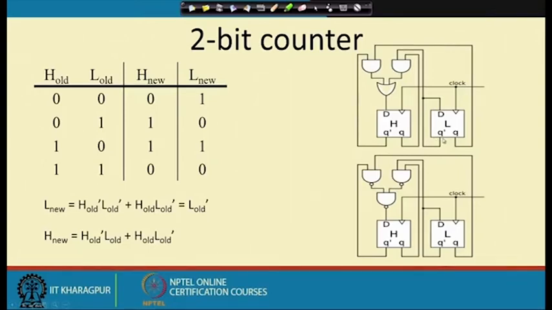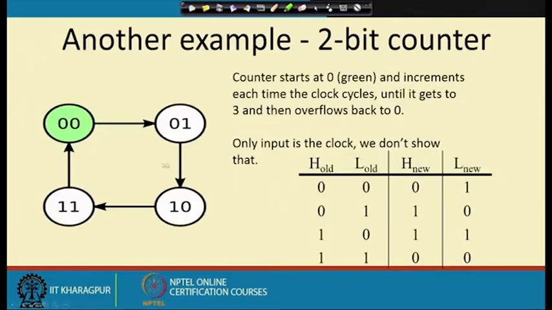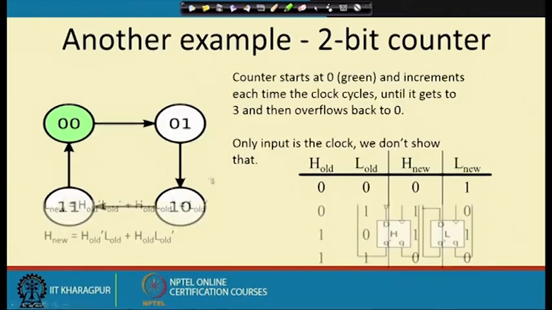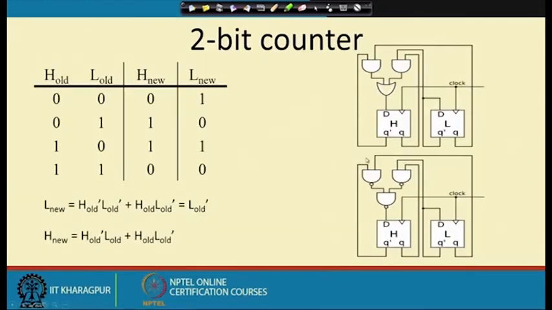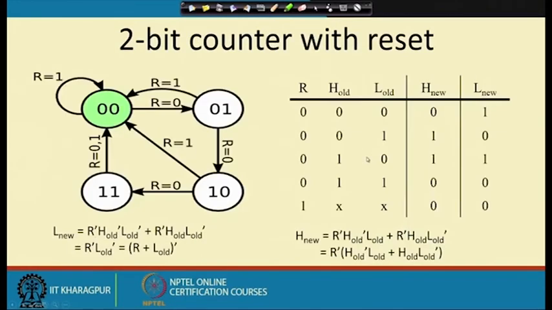That is, L new is given by this L old dash. So, this Q bar line is connected here, and H new is given by this expression, H old bar and L old. This is AND OR gate based realization, this is NAND gate based realization, otherwise it is the same. So, this way our finite state machine is this one, and from there we could come to a circuit which realizes the finite state machine.